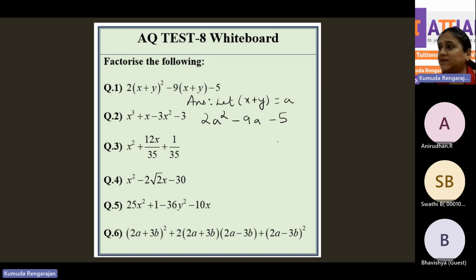Now this is a quadratic expression, so we factorize this by splitting the middle term, sum and product. What is the sum? Minus 9. What's the product? 2 into minus 5, which is minus 10. Complete this, and once you find the two factors, in place of a, you replace x plus y. That's it. Completed.